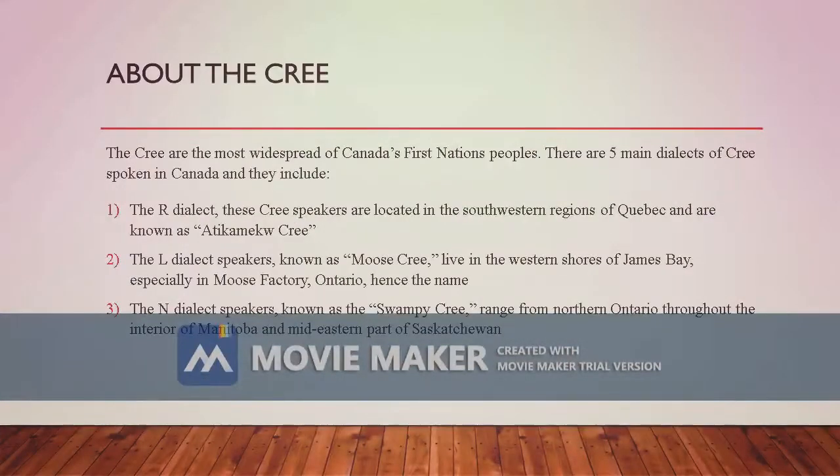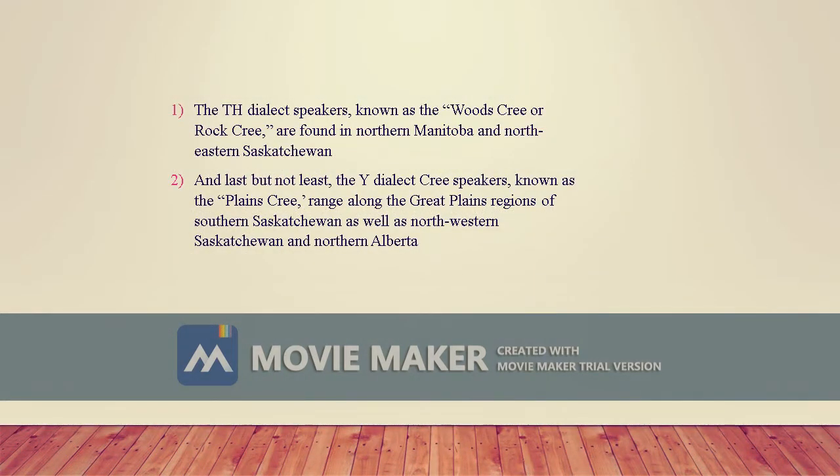About the Cree. The Cree are the most widespread of Canada's First Nations peoples. There are 5 main dialects of Cree spoken in Canada, and they include the R dialect. These Cree speakers are located in the southwestern regions of Quebec and are known as Atikamekw Cree. The L dialect speakers, known as Moose Cree, live on the western shores of James Bay, especially in Moose Factory, Ontario, hence the name. The N dialect speakers, known as the Swampy Cree, range from northern Ontario throughout the interior of Manitoba and mid-eastern part of Saskatchewan.